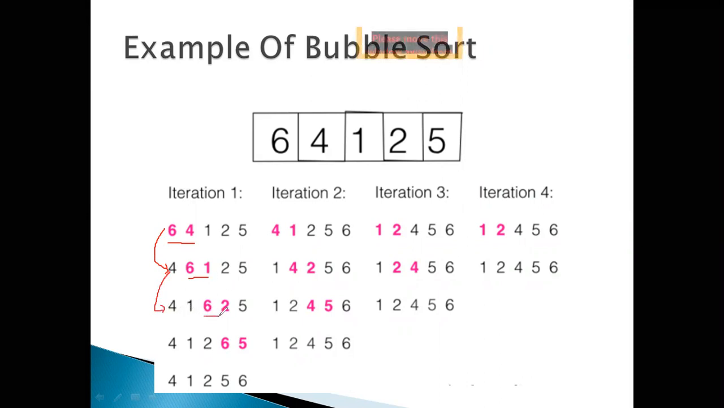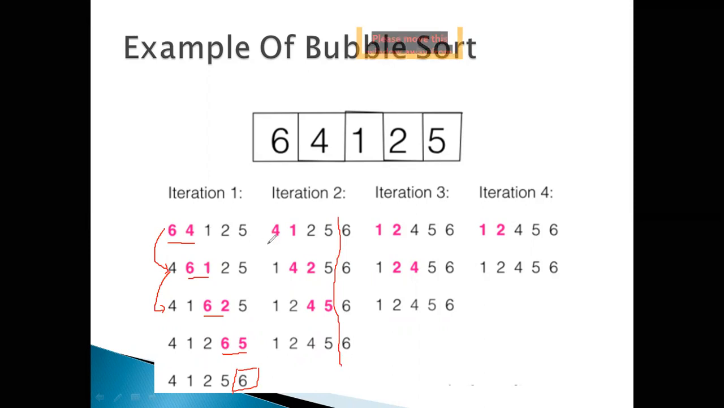Again this 6 and 2 are out of order, so we swap this 2 and 6 and we get 4, 1, 2, 6, 5. Again we find that this 6 and 5 are out of order, so we swap this and we get 4, 1, 2, 5, 6. So after the first iteration, 6 is at its correct position. Then we have to iterate till this 5 because 6 is already at its correct position.